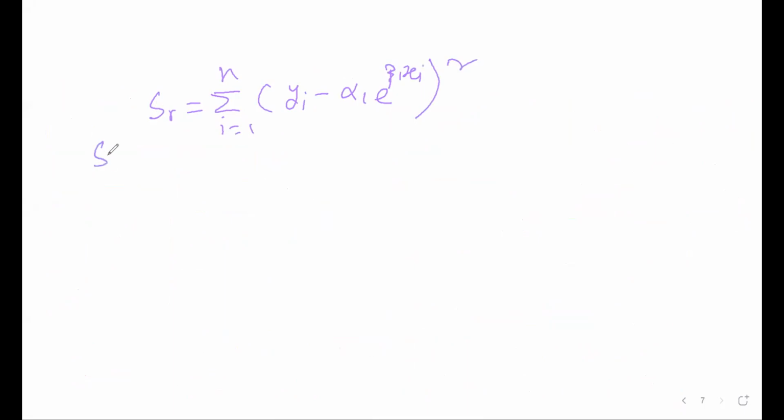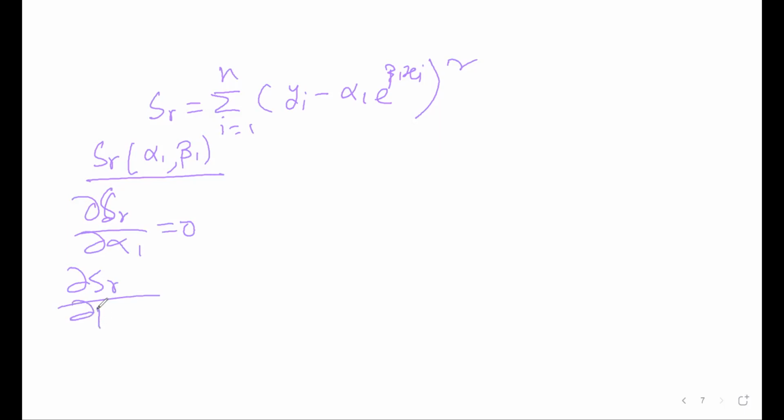You will see that now your SR is a function of alpha 1 and beta 1. Like your previous case, we have to differentiate SR with respect to alpha 1 and set it equal to 0. Then we differentiate SR with respect to beta 1 and set it equal to 0. Is it okay? Yes, sir. Now can you differentiate this equation with respect to alpha 1?